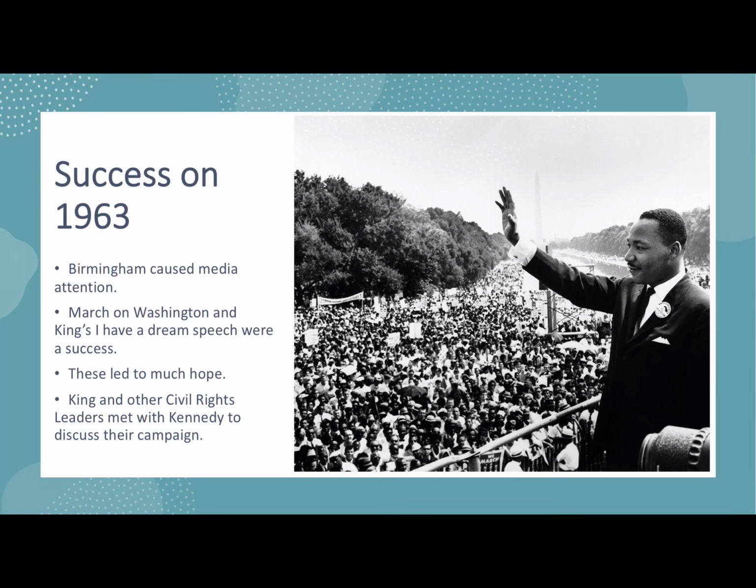However, in 1963, there had been successful civil rights action, with the media attraction caused by the Birmingham campaign, followed by the success of the March on Washington, which culminated in Martin Luther King's I Have a Dream speech. There was a great deal of hope. After the march, Martin Luther King and other civil rights leaders met with President Kennedy to discuss civil rights legislation.